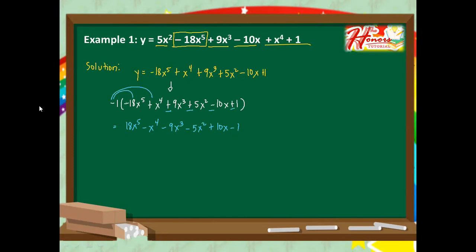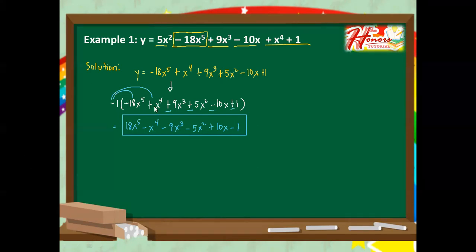So this is the standard form of the given, that is 18x raised to 5 minus x raised to 4 minus 9x cubed minus 5x squared plus 10x minus 1. Always remember that when writing in standard form, the first term should always be a positive number.